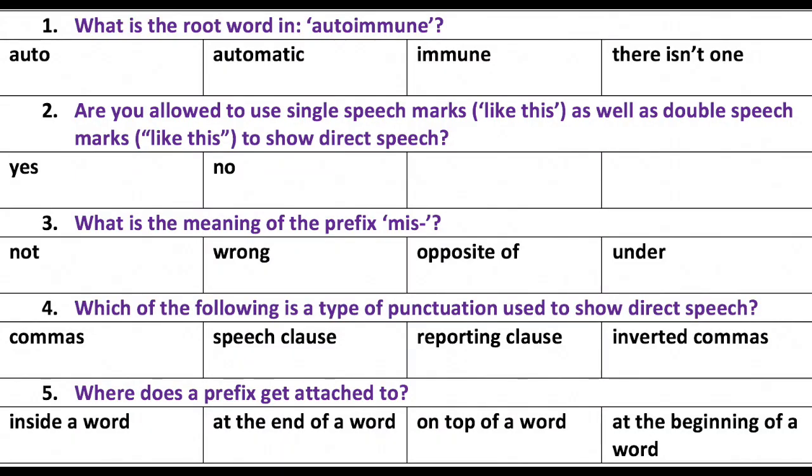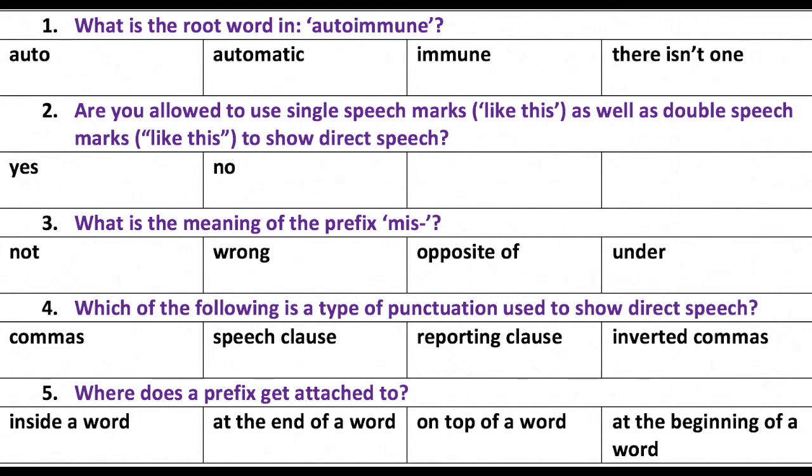Question 1. What is the root word in autoimmune? Is it auto, automatic, immune, or there isn't one? Question 2. Are you allowed to use single speech marks, like this? If you have a look at the picture, you should see it, as well as double speech marks, like this, to show direct speech? Yes or no?